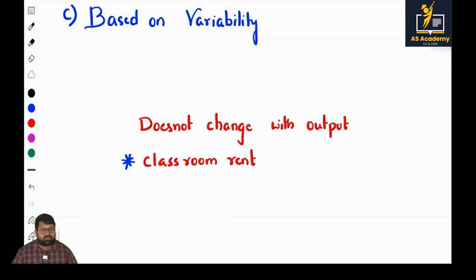Will it change based on number of students? No. Will not change. Okay. So first you listen, then in brackets you can write, because explanation will be different and what you need to write is different. So what is the point there? Does not change with output. In this class, what will not change with the number of students? Rent.